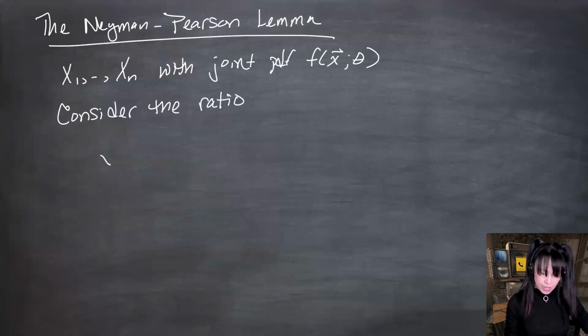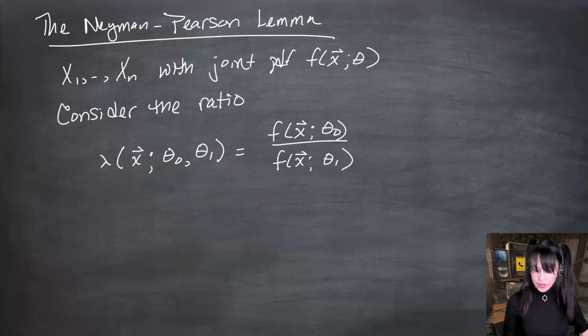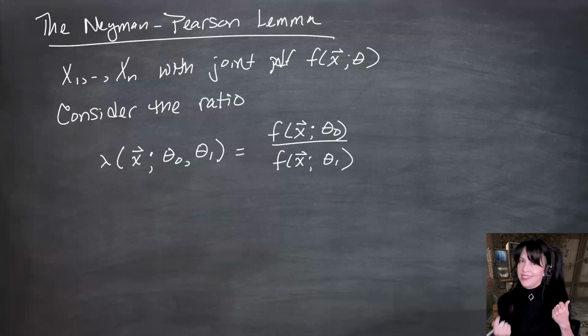And I'd like you to consider the ratio. I'm going to call this ratio lambda because lambda is like an L, and this is a likelihood ratio. It's going to be a function of x's. We're eventually going to plug the capital X's in, but right now I'm just writing it down as a function, semicolon theta naught and theta 1. I'm going to define it to be the joint PDF evaluated at theta naught over the joint PDF using the model with theta 1. We saw this in just the last class.